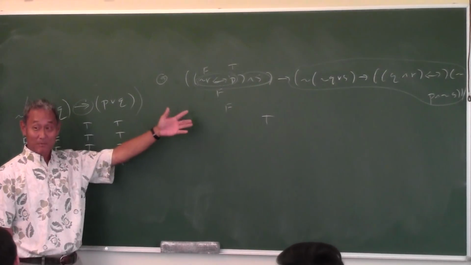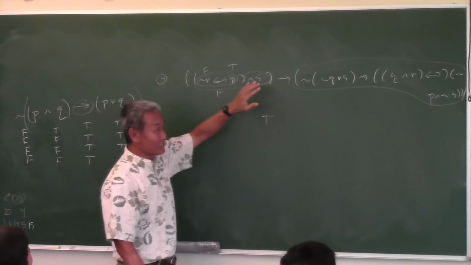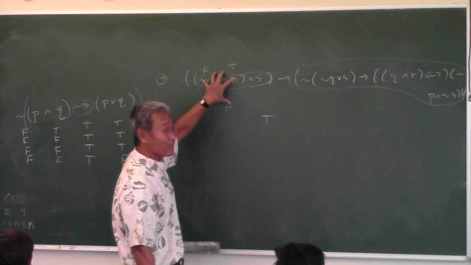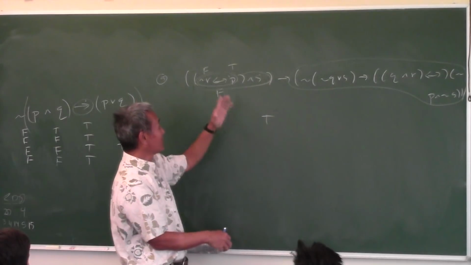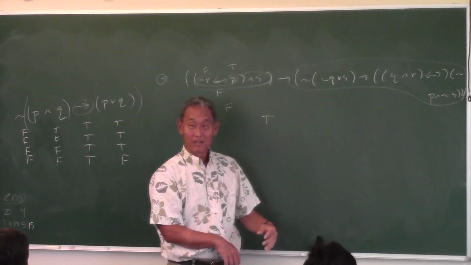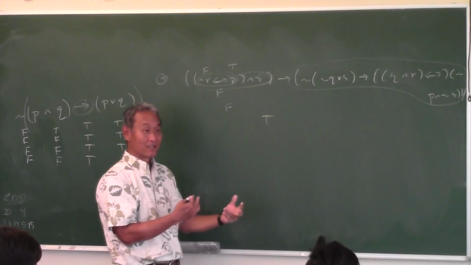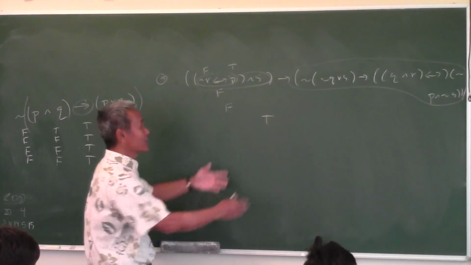Does everybody understand what I'm talking about? If you have a conditional statement, if the first part is false, you know it's true already. Because the only time a conditional statement is false is when the first one is true and the second one is false. Therefore, it has to be true. That makes sense. Exactly.